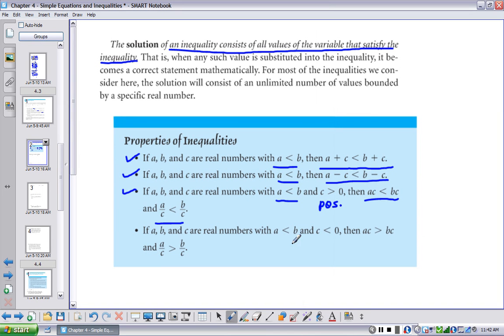However, if A is less than B, and now C is a negative number, then that changes the direction of the inequality. If A is less than B, then A times C is greater than B times C. So we go from less than to greater than. And A divided by C is greater than B divided by C. So this last one is the main difference when we go from solving equations to solving inequalities. Let's look at some examples.